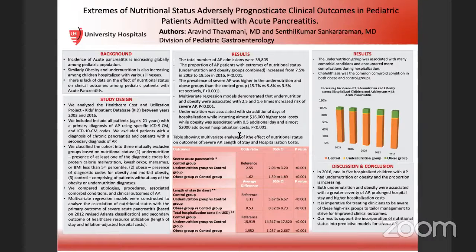After adjusting for various comorbid conditions, etiologic factors and complications, we did the logistic regression analysis with severe acute pancreatitis as an outcome. As you can see, the undernutrition group is at 2.5 times increased risk of developing severe acute pancreatitis when compared to the control group, and the obese group is also at 1.6 times increased risk of developing severe pancreatitis.